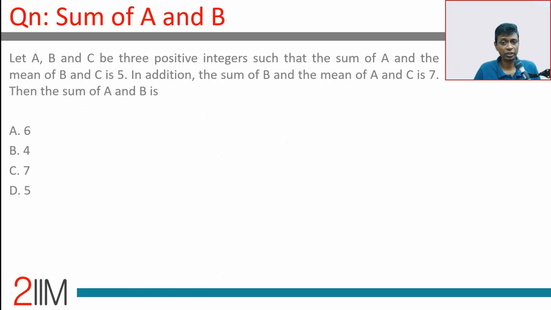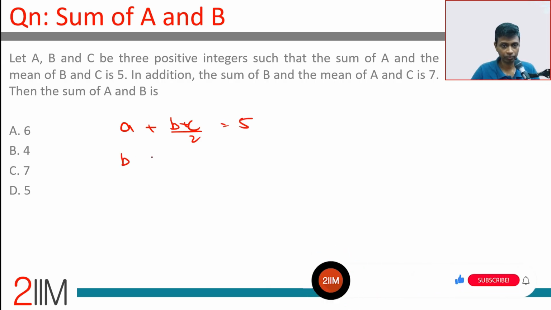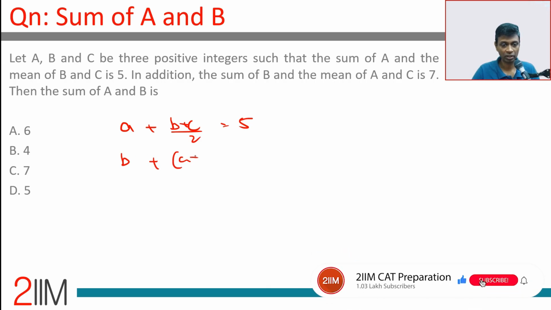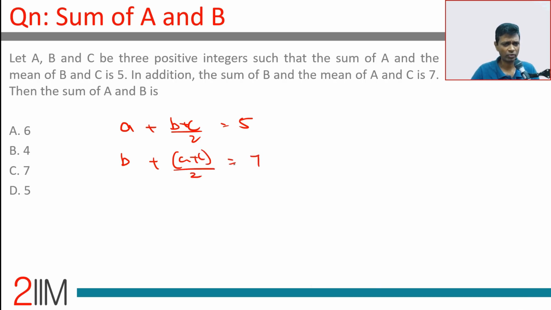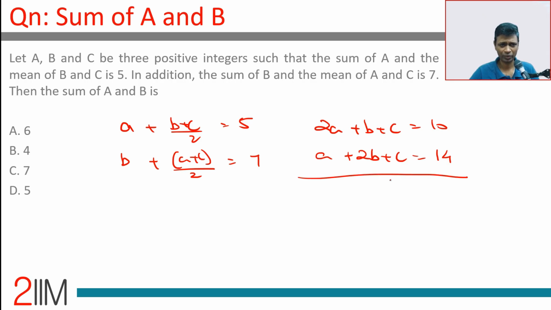A, B, and C are positive integers such that the sum of A and the mean of B and C is 5. A plus (B plus C) by 2 is 5. The sum of B and the mean of A and C, B plus (A plus C) by 2, is 7. The sum of A and B is, okay, let's multiply this by 2. 2A plus B plus C is 10. 2B plus A plus C is 14. Lovely. I want to find A plus B.